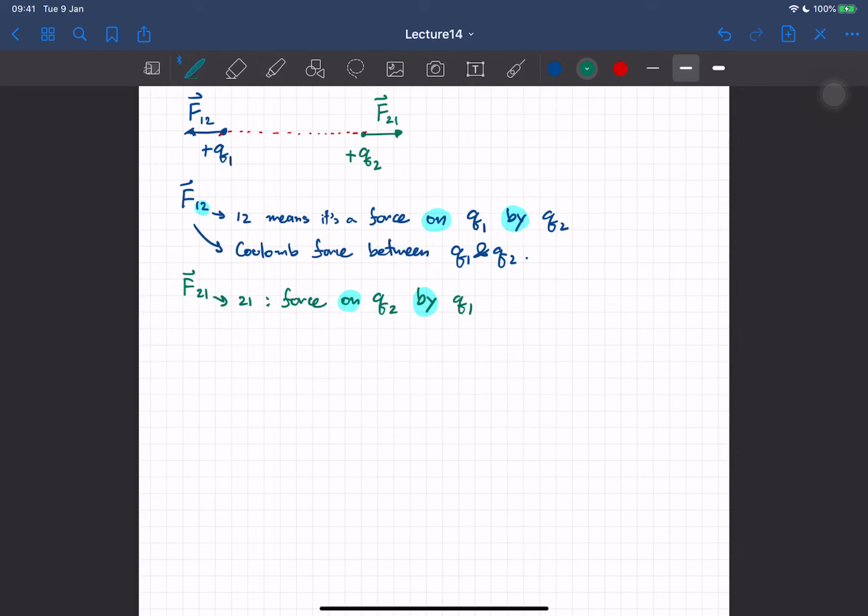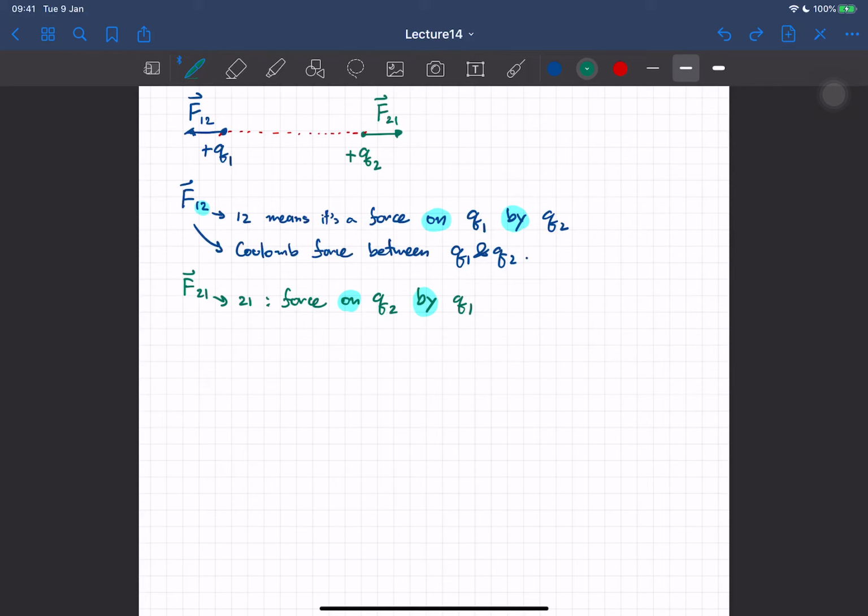So remember from last semester physics, when you have force in the force diagram when you solve a mechanics problem, you need to draw the force, and one thing that you need to identify is on what object that force acts. So in this case, F12 is the force acting on Q1. F21 is the force acting on Q2, right?